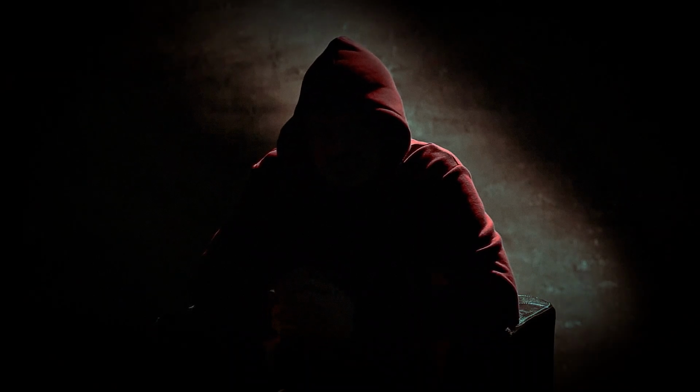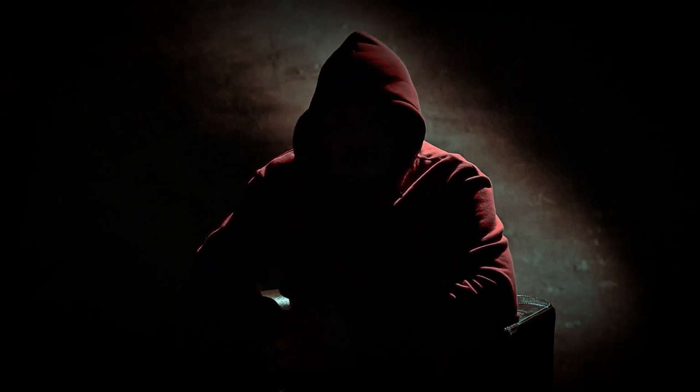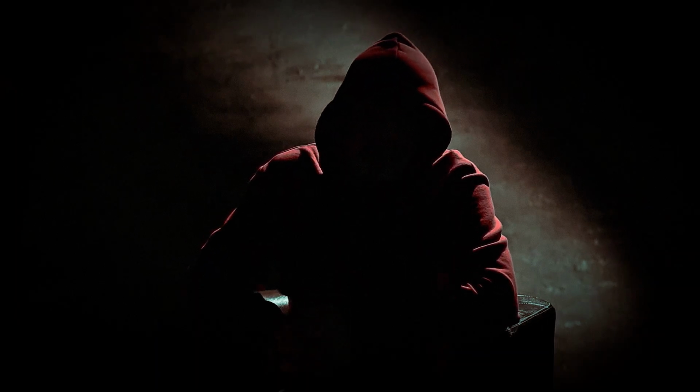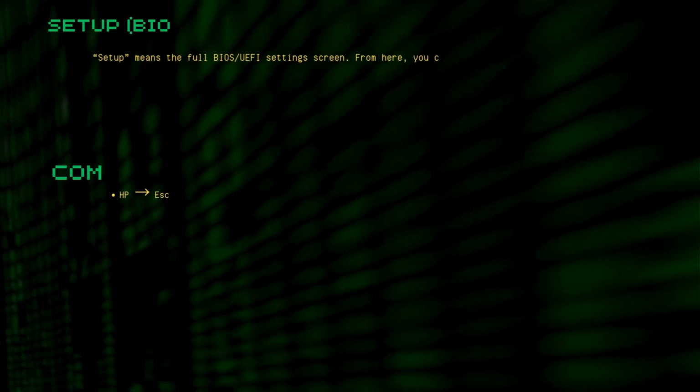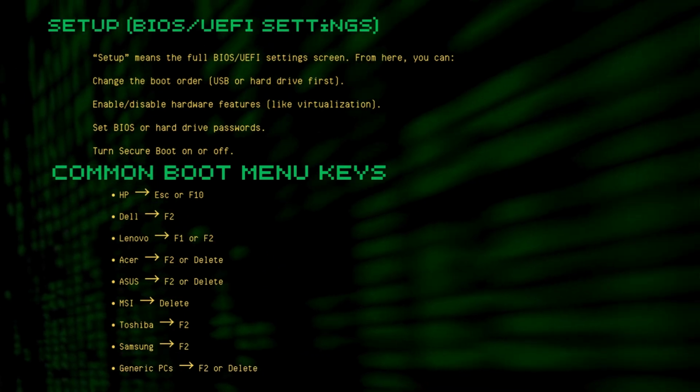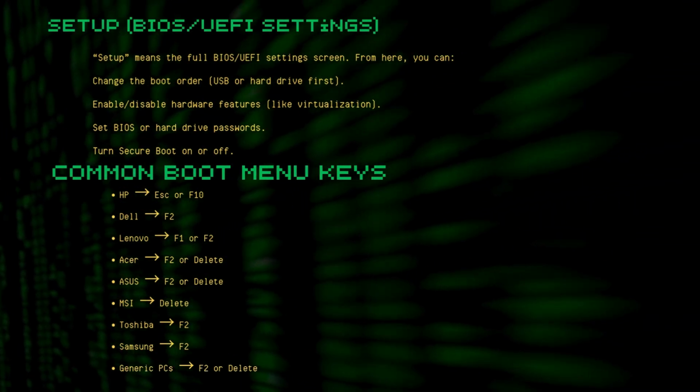Okay, so let's now talk about the setup utility. From here, you can change the boot order, decide if USB or hard drive comes first, and enable or disable hardware features like virtualization. You basically can run multiple virtual machines or VMware on your laptop. We'll see about that. Keys for setup are the same as BIOS keys. So basically, you just have to press Escape or F10.